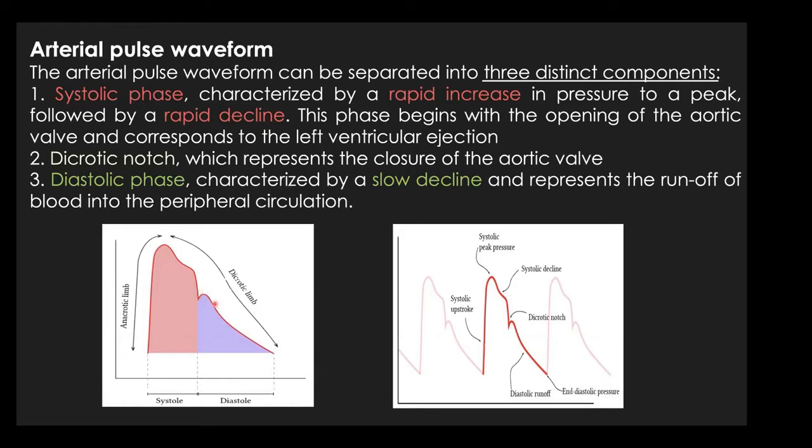Then there is the diastolic phase, which is characterized by a slow decline in blood pressure. And this really represents the runoff of the blood to the peripheral circulation. So this is how the waveform looks like by the book. The question is, what happens in the real world?